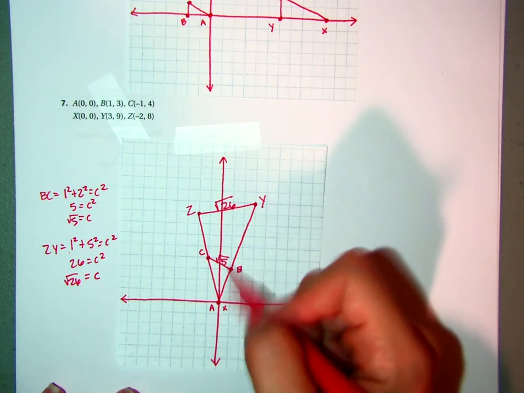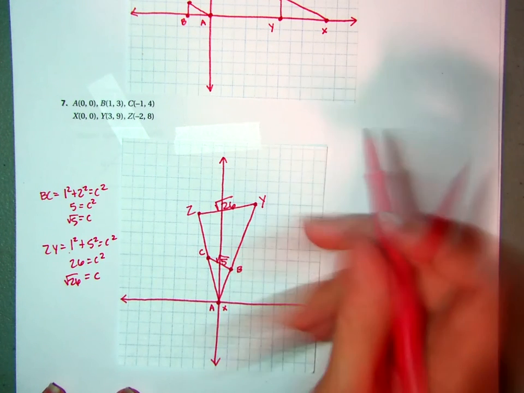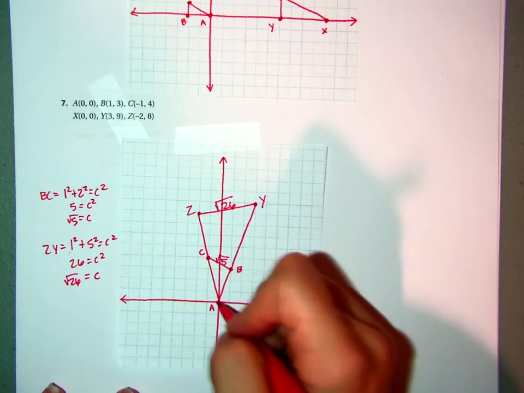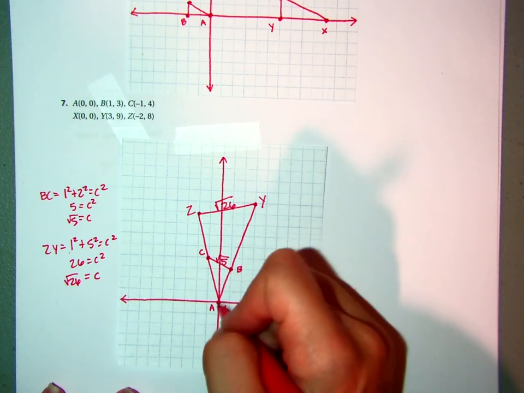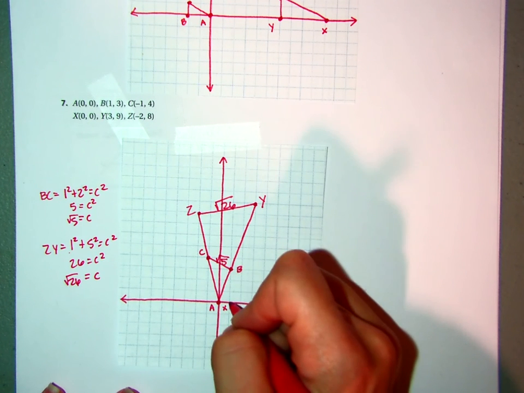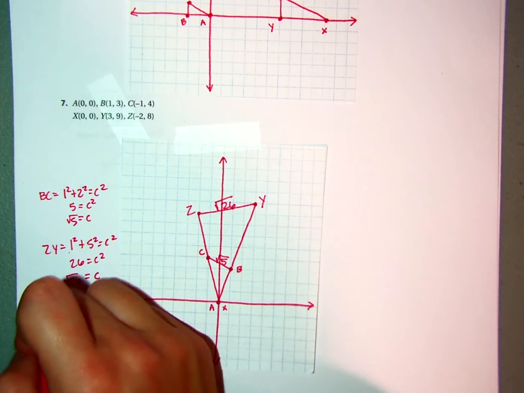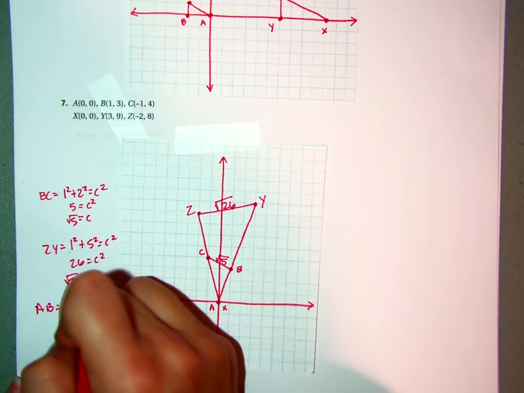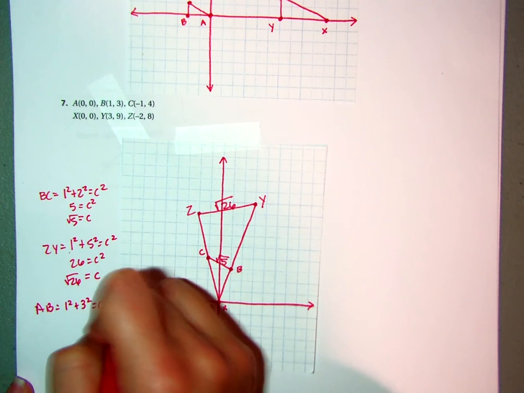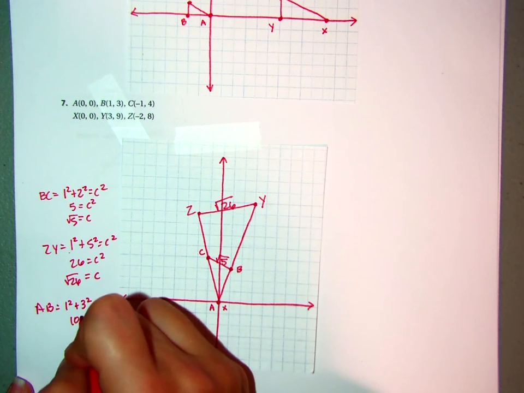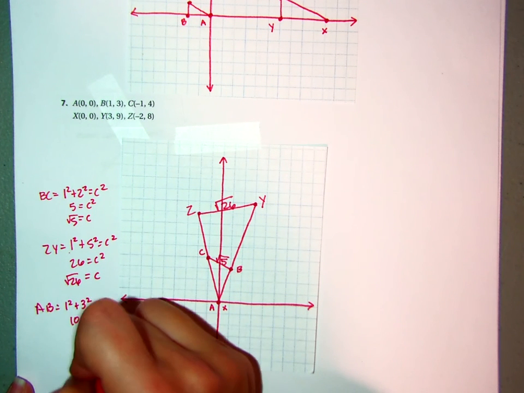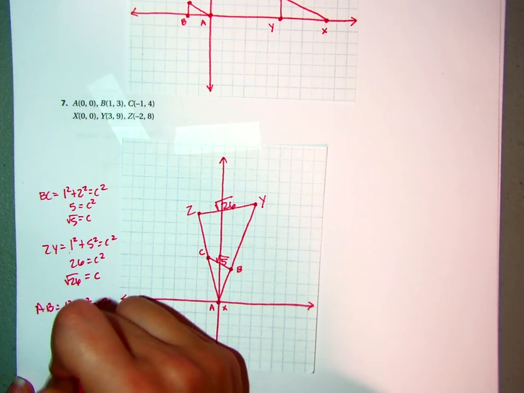And now we need to look at one other set of sides. For example, let's go ahead and take this side right here. So I see I'm going over 1 up 3. So let's look at AB. I've got 1 squared plus 3 squared is equal to C squared. So that's 1 plus 9 is 10. So equals C squared. So C is equal to the square root of 10.